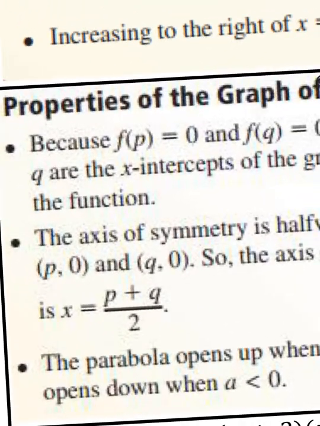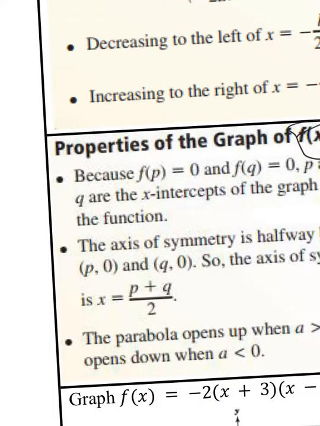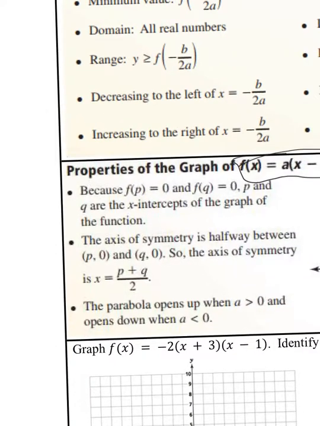How do you calculate the axis of symmetry from that? Well, it's halfway in between your x-intercepts, your p and your q. So if you just add together the p value plus the q value, divide it by 2, you'd get the axis of symmetry, plug that in, and you get the vertex.